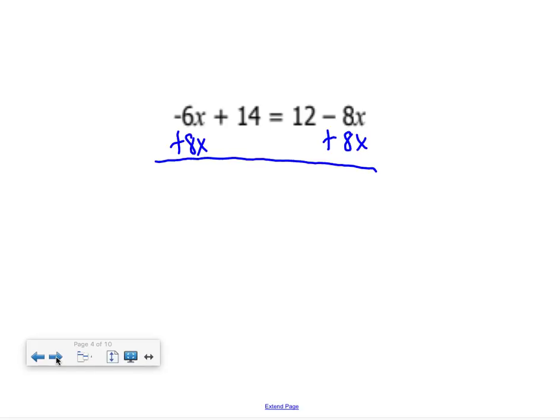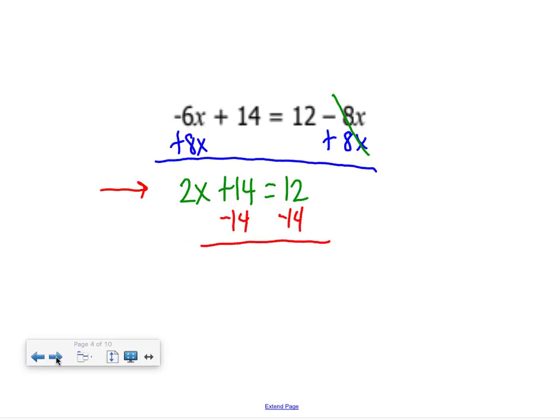Negative 6x plus 8x is 2x. Drop down your 14 equals 12. And those 8x's cancel out. And now again, we definitely know how to solve this. How do I get rid of the plus 14? Well, I subtract it. Subtract it. Bring down your 2x. Those 14's cancel out. 12 minus 14 is negative 2. How do I get x alone, kids? Well, we know we have to divide out. Divide out. x equals negative 1.